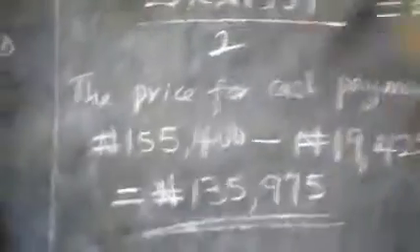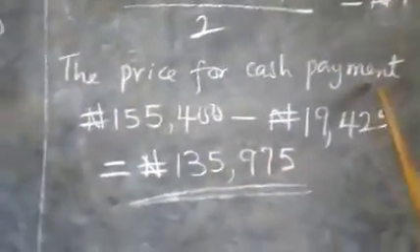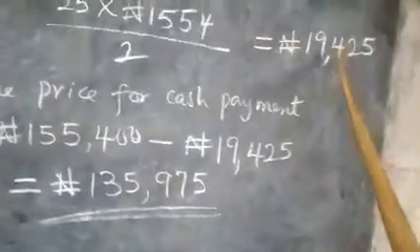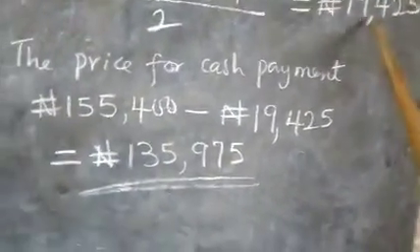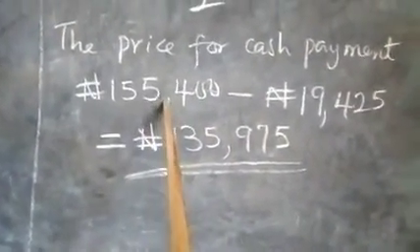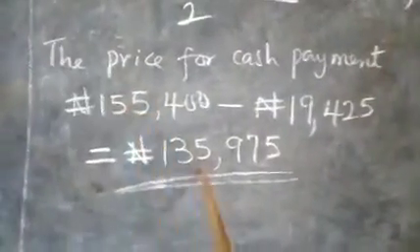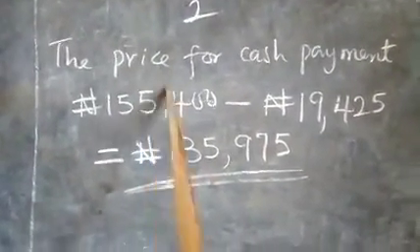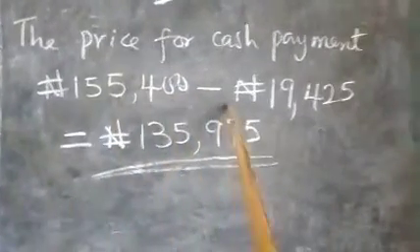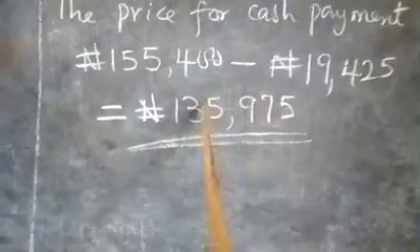Now, how much is the person going to pay now? The price for cash payment. It means we are going to deduct this, since we have known the actual value of the discount, which is 12.5%. We are going to deduct it from the main cost of the television. Then the remaining amount is the amount the person that is going to pay in cash will pay. 155,400 naira minus 19,425 naira.